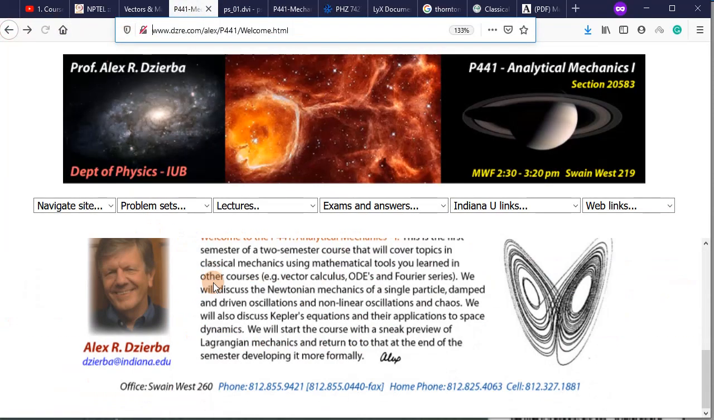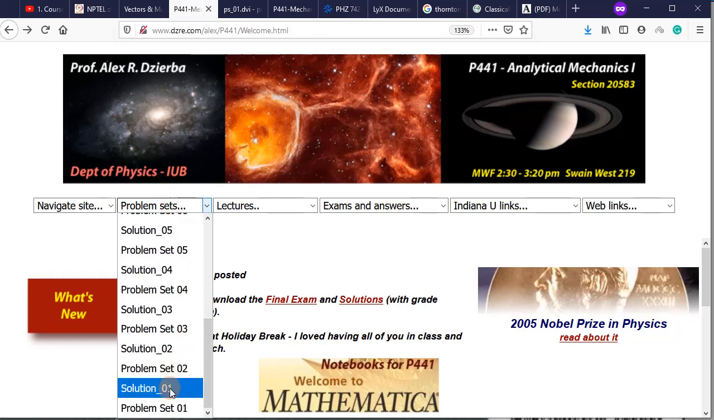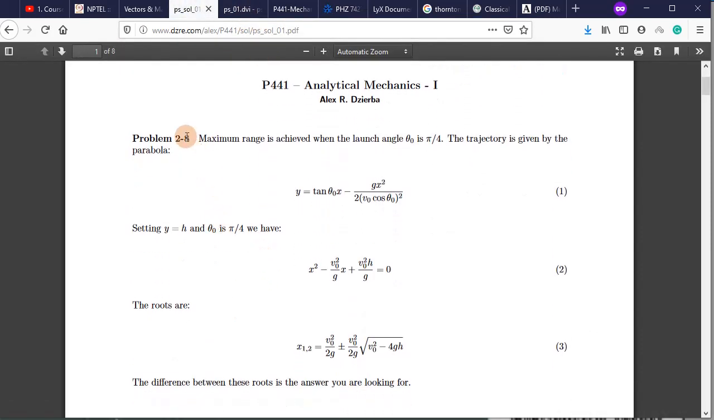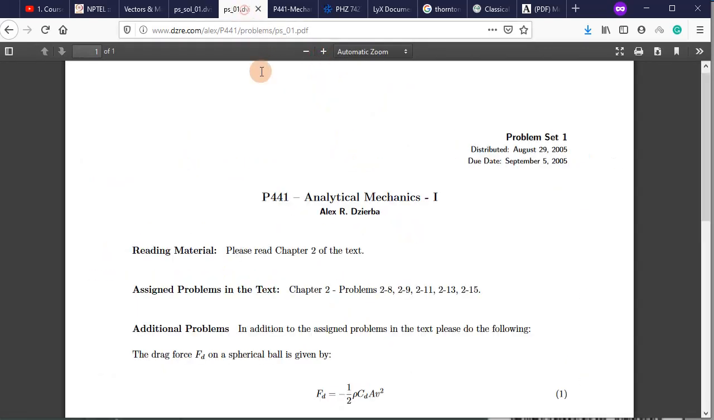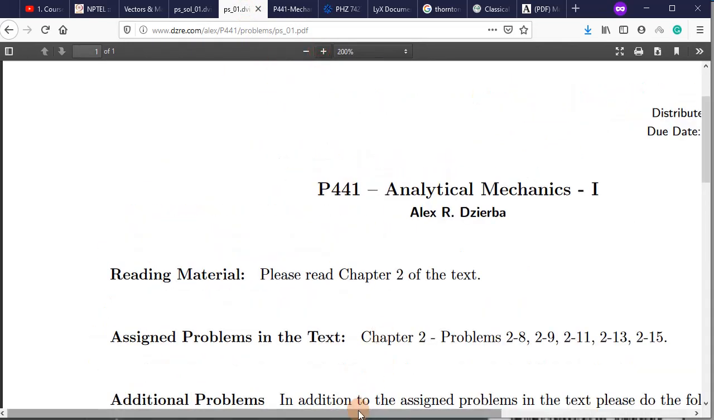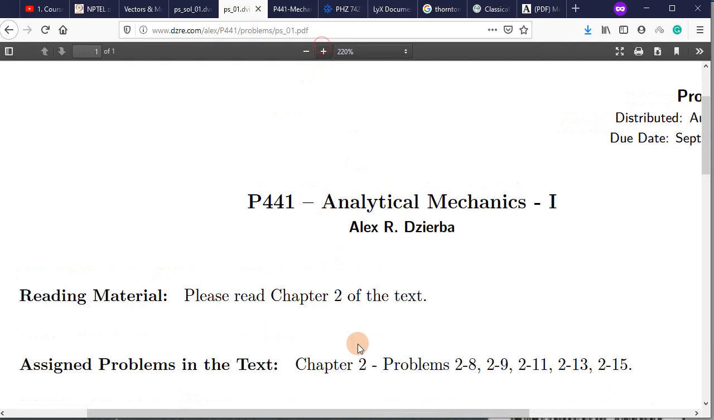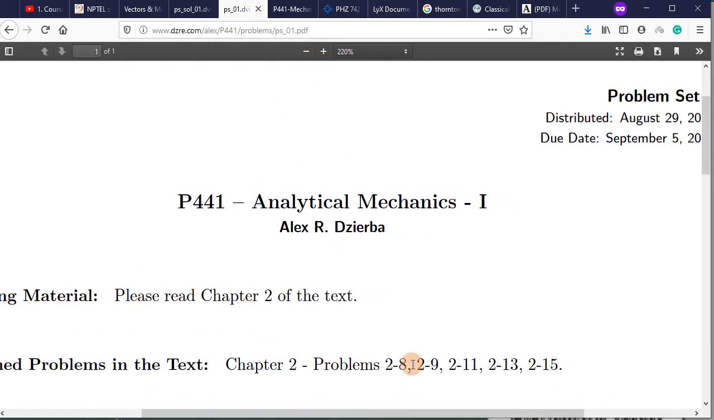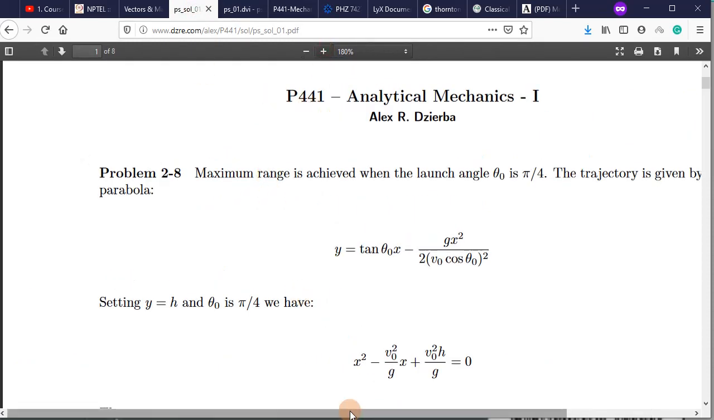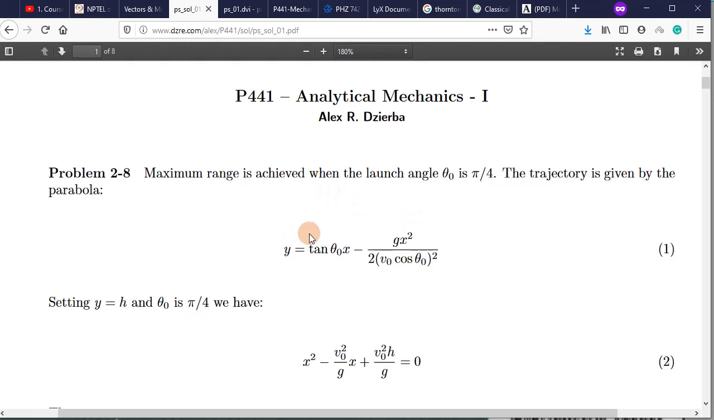It goes back to solution set 1. So here it is, the solution of problem 2.8. Here it has been mentioned that you need to learn the 2.8 solution. So chapter 2, problem 2.8. After looking at the solution, it is about a trajectory and projectile motion.